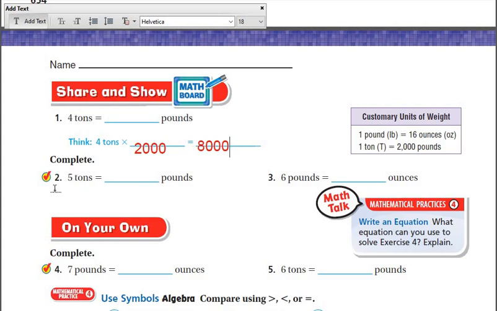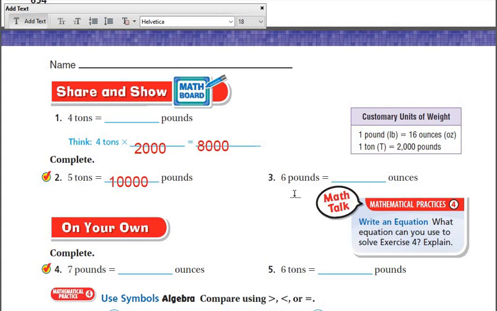Okay, let's complete. In number 2, we have 5 tons equals. Let's see how many pounds in 5 tons. Again, we have here 1 ton equals 2,000 pounds. What about 5? It means 2,000 plus 2,000 plus 2,000, 5 times. So we will multiply directly. 5 times 2, which is 10, and we have already 3 zeros to be 10,000 pounds.